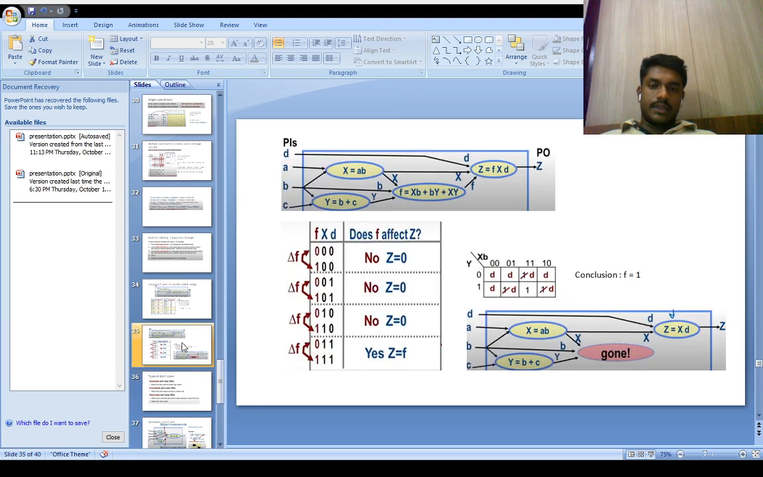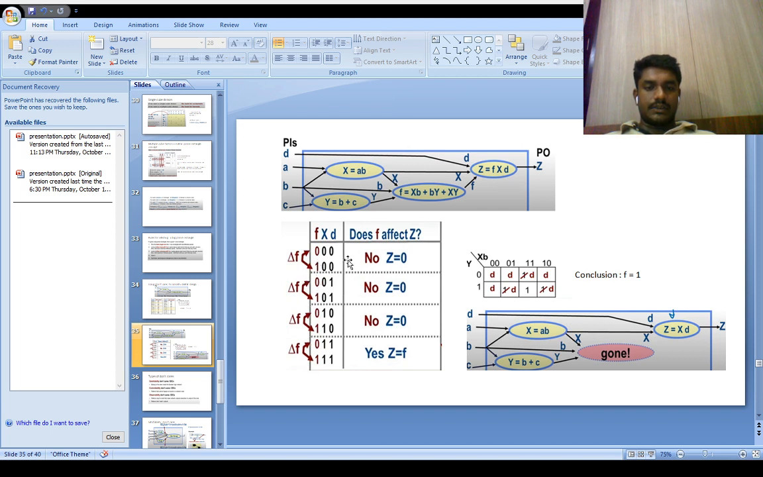Okay. And if you take another example, does f affect z? This is the question: does f affect z? Now let us take an example: f x d. F x d is the z function, and we will be changing the f value. If it is 0, it is 1.